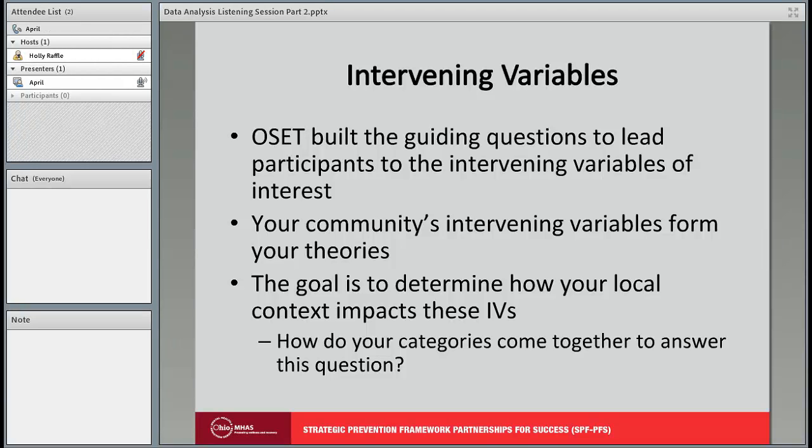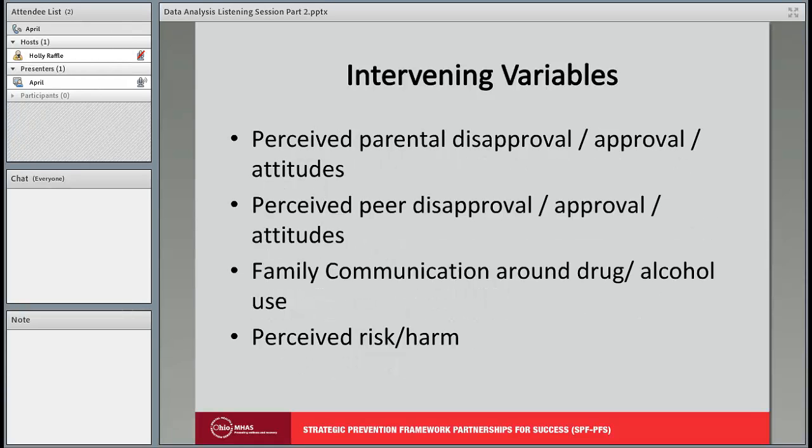So the goal is to determine how your local context impacts these intervening variables. How do the categories that you've sorted and come up with and the concepts come together to answer the guiding questions that we provided you with regarding each of the intervening variables? So just as a reminder, the intervening variables that we're looking at are perceived parental disapproval, approval, or attitudes, perceived peer disapproval, approval, or attitudes, family communication around drug and alcohol use, and perceived risk of youth and harm.